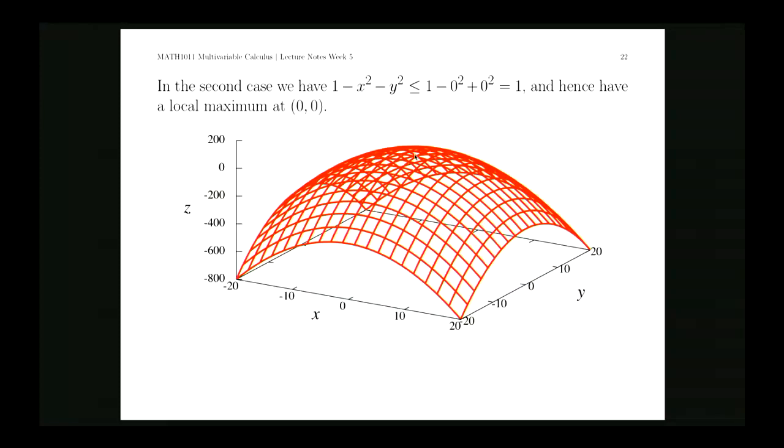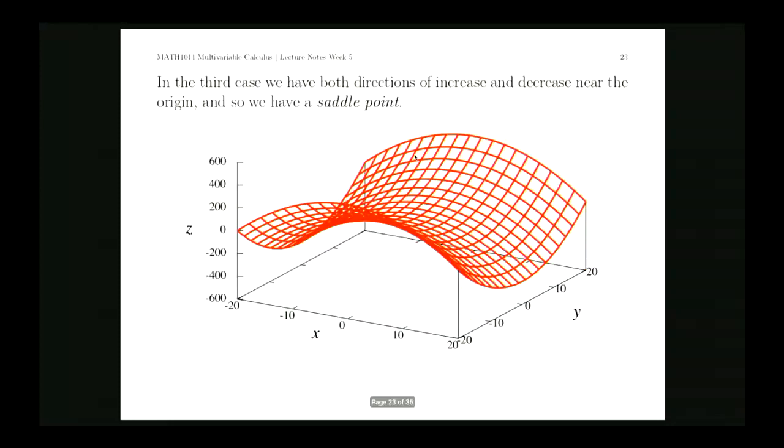So in this lecture, all we're going to do is locate them. We're not going to bother classifying them at this stage. But they'll be local maximums, local mins, or saddle points. There's only three.